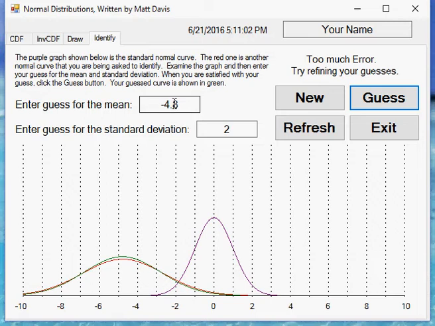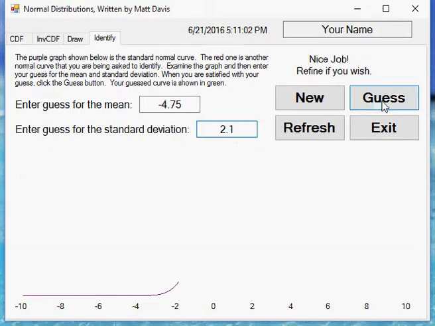Not much, though. I'm going to try changing this to -4.75, which will move the peak a tiny bit to the right. And then I want the green curve to get lower. But this doesn't measure height. It measures spread. So if I want the green curve to go a little lower, what I really want is for it to get a little wider. Not a lot wider, just a little. So I'm going to change that from 2 to 2.1. A bigger number for standard deviation means that the data set and therefore the curve will be more spread out, and that'll make it shorter. So let me click Guess.